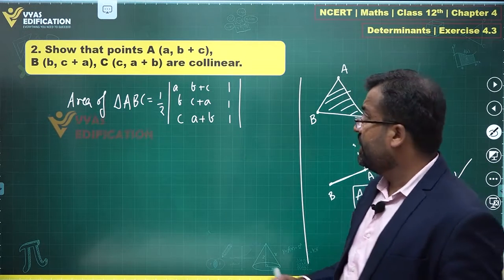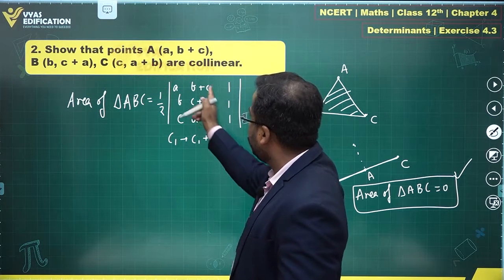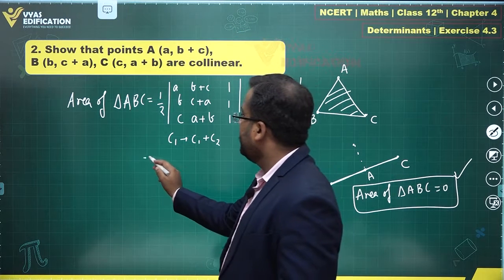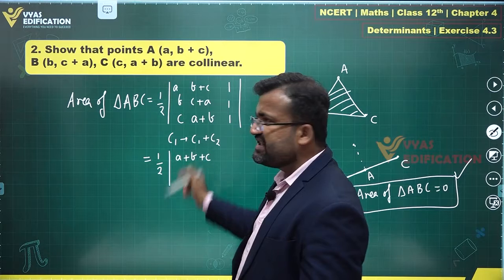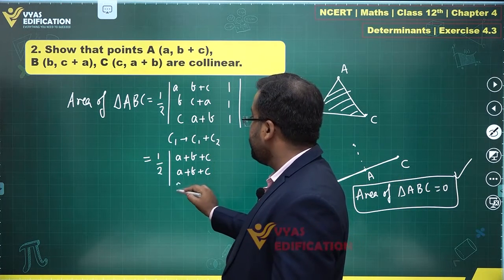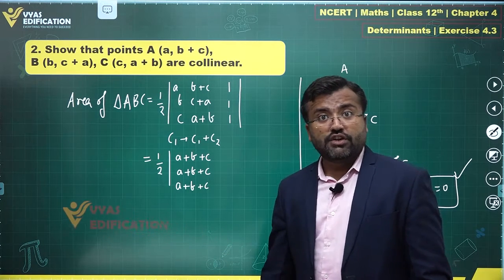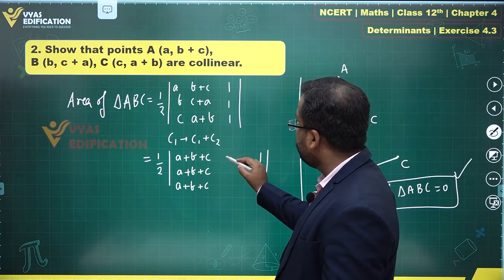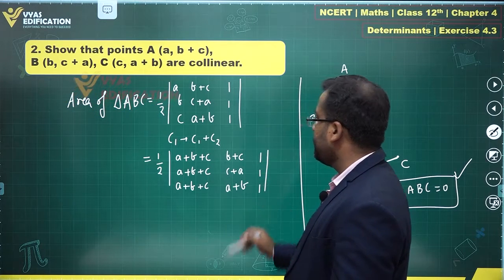What to do next? Please observe that C1 can be replaced by C1 plus C2, and you will get A plus B plus C, B plus C plus A and C plus A plus B, which is actually the same. This will give me half of A plus B plus C, then B plus C plus A, which is the same as A plus B plus C, and C plus A plus B, which is again the same as A plus B plus C. So what's the use of this? You see the last column over here is also 1, 1, 1. We have the same terms over here. The middle one is a bit complicated. Let it remain as it is.